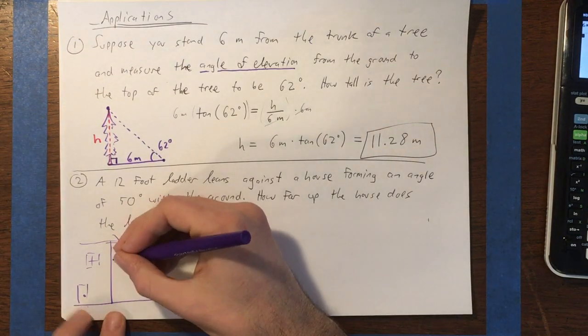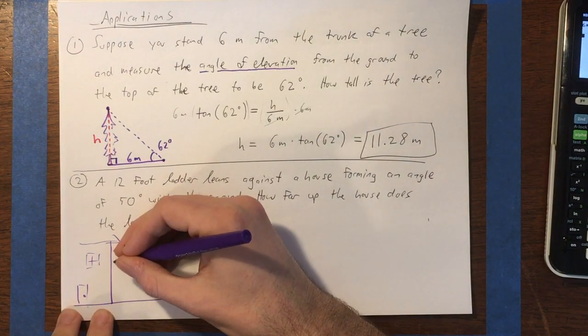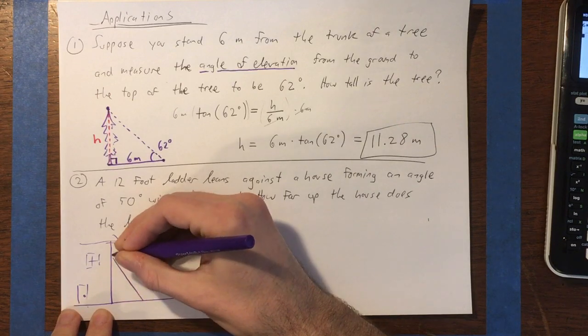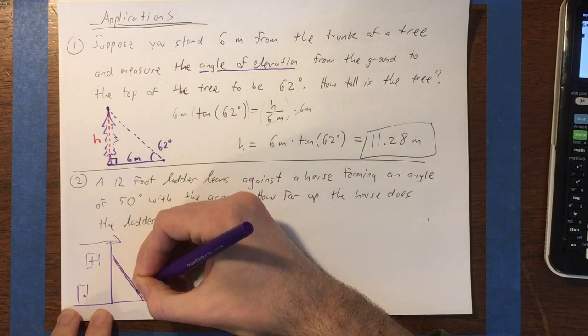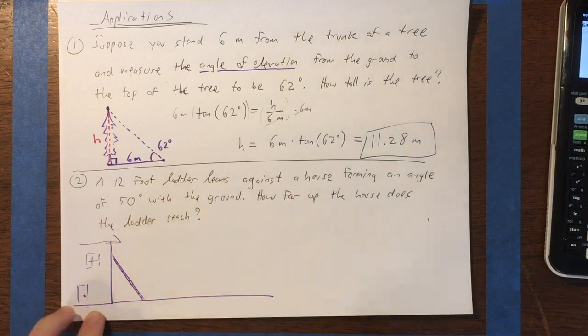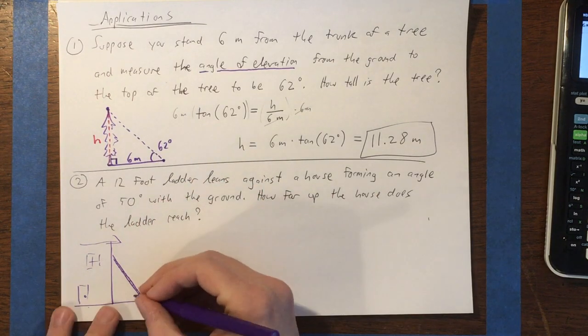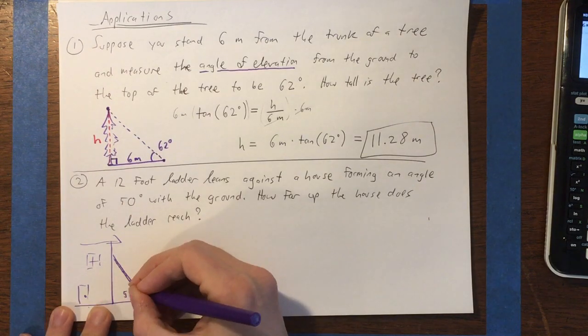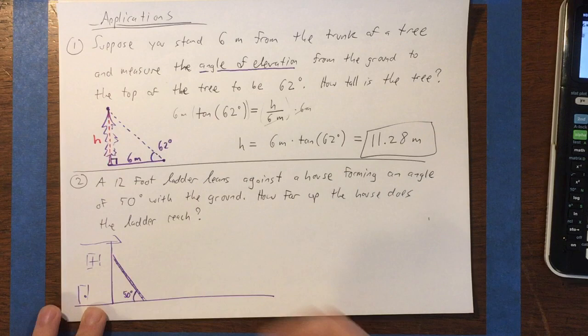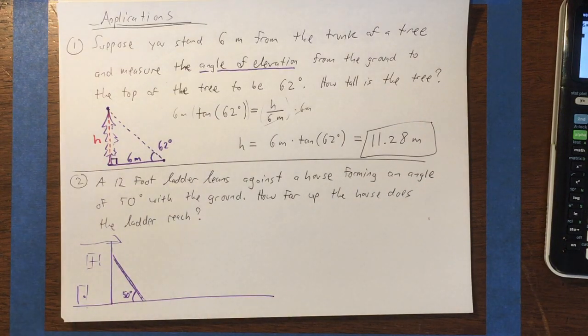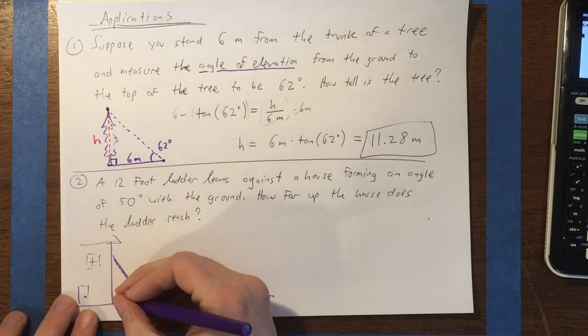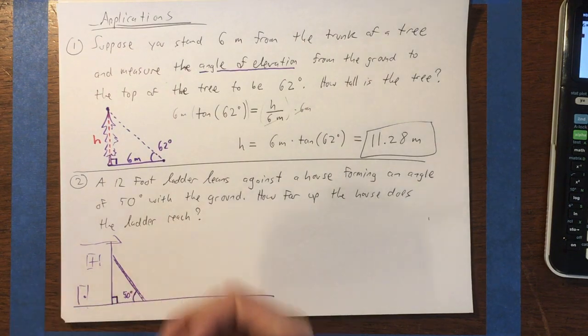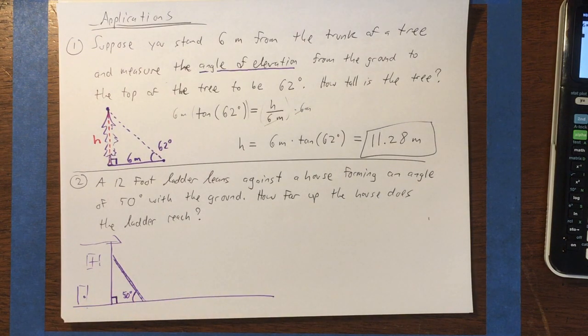The ladder is on the outside over here, and the ladder is leaning up against the house. So let's draw a ladder. And the ladder is forming an angle with the ground. That would be this angle right here. And that angle, it says, is 50 degrees. And then since we're assuming, as always, that the ground is flat, horizontal, and that the house is vertical, then this angle between the house and the ground is a 90-degree angle.